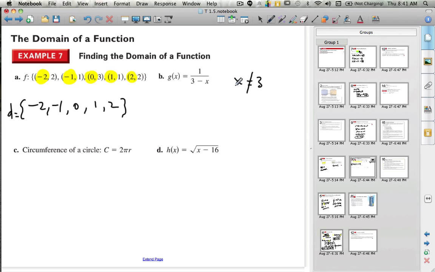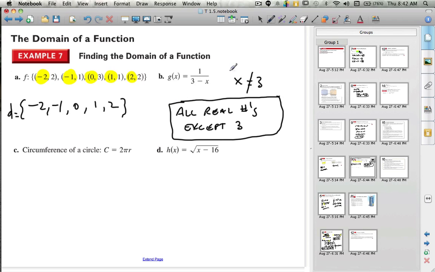So you could express the domain as x does not equal 3, or you could say it is all real numbers except 3. Either one of these potentially could be the way you express your answer. Okay, I generally do this one because it's faster and it's simpler and my handwriting sucks, so it's easy to read as well. Okay, moving on to number C, now this is a little different.